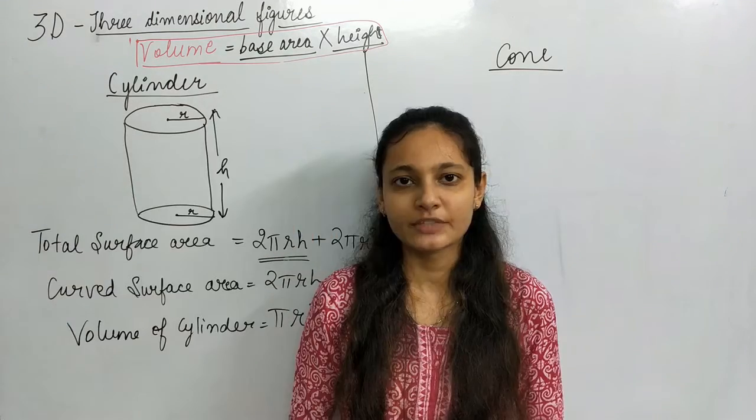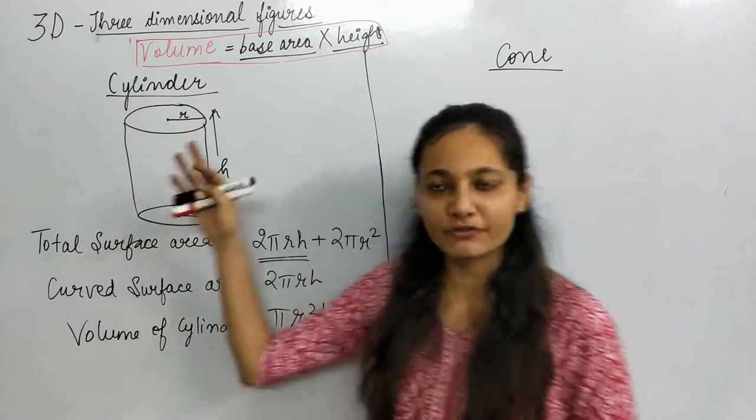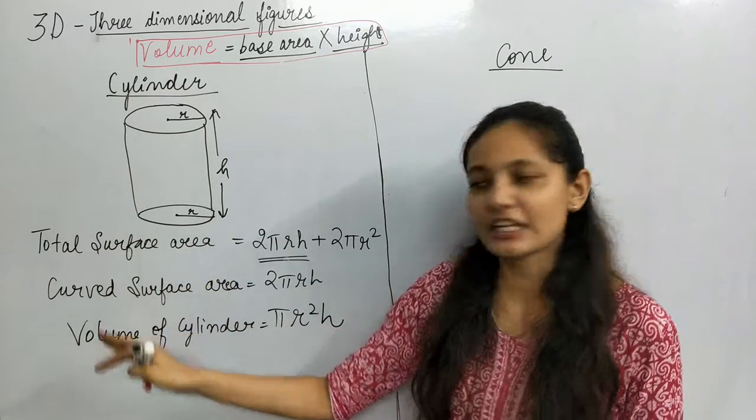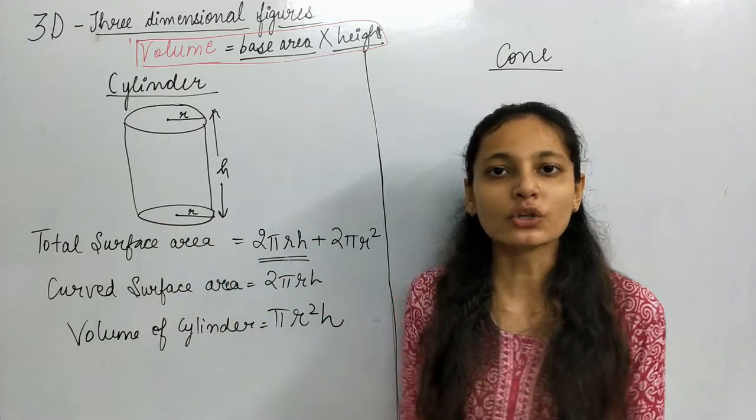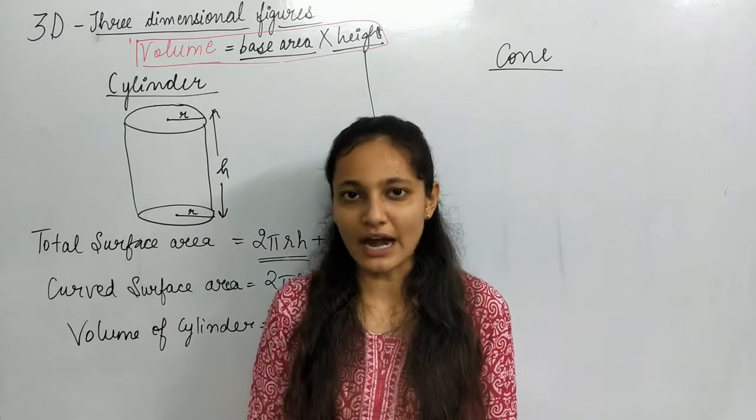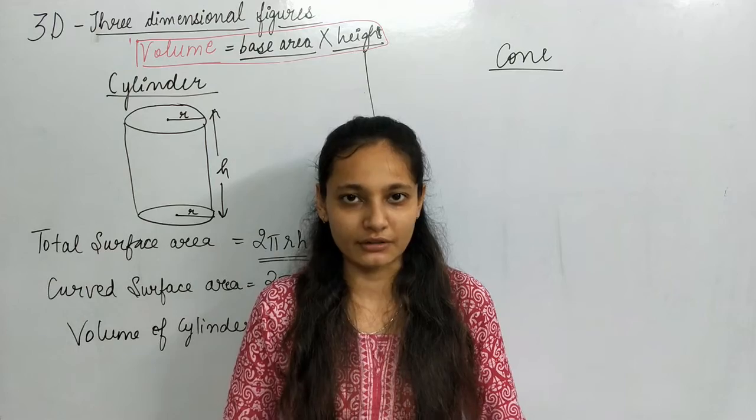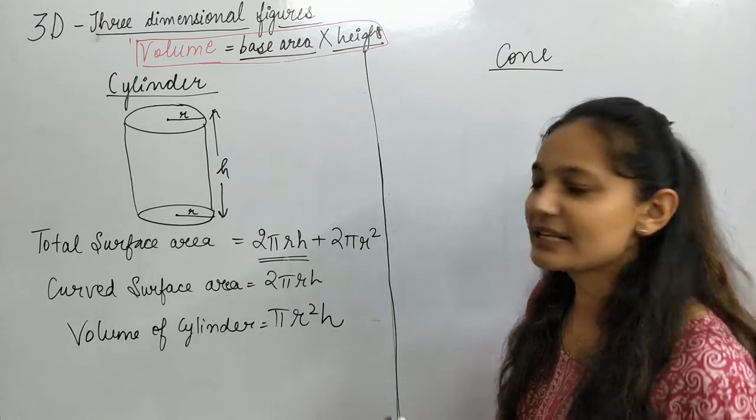Okay. Please take your notebooks and make the table of this total surface area, curved surface area and volume with the figures, so that when you learn from that, all the formulas are together. Okay. So make the proper table side by side.